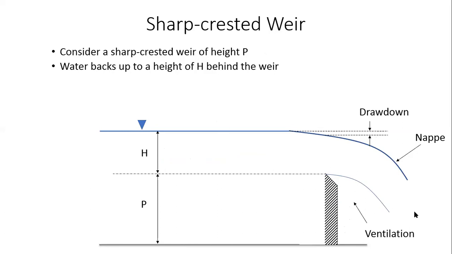So these three terminologies, please remember this. As the water flows over the weir, the portion that flows over is called the nappe. And the decline in water surface as the water passes over the weir is called drawdown. The other terminology that I'm introducing here is that this nappe has got atmospheric pressure on all sides. In other words, the nappe is basically ventilated. So let's keep moving with the derivation.